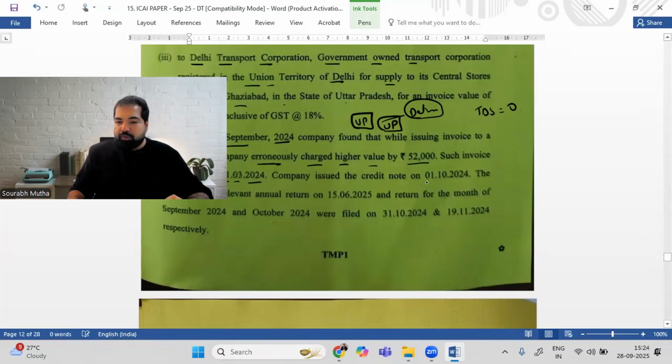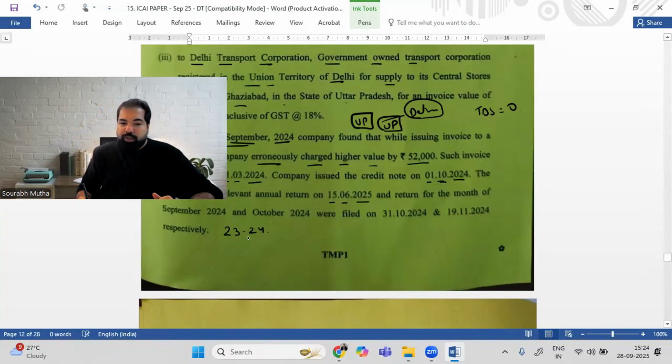The company issued a credit note on 1st October 2024, which is perfectly okay. The transaction happened in September. You issued the credit note in October, no problem. The company filed the relevant annual return on 15th June 2025. Guys, the year is 23-24.